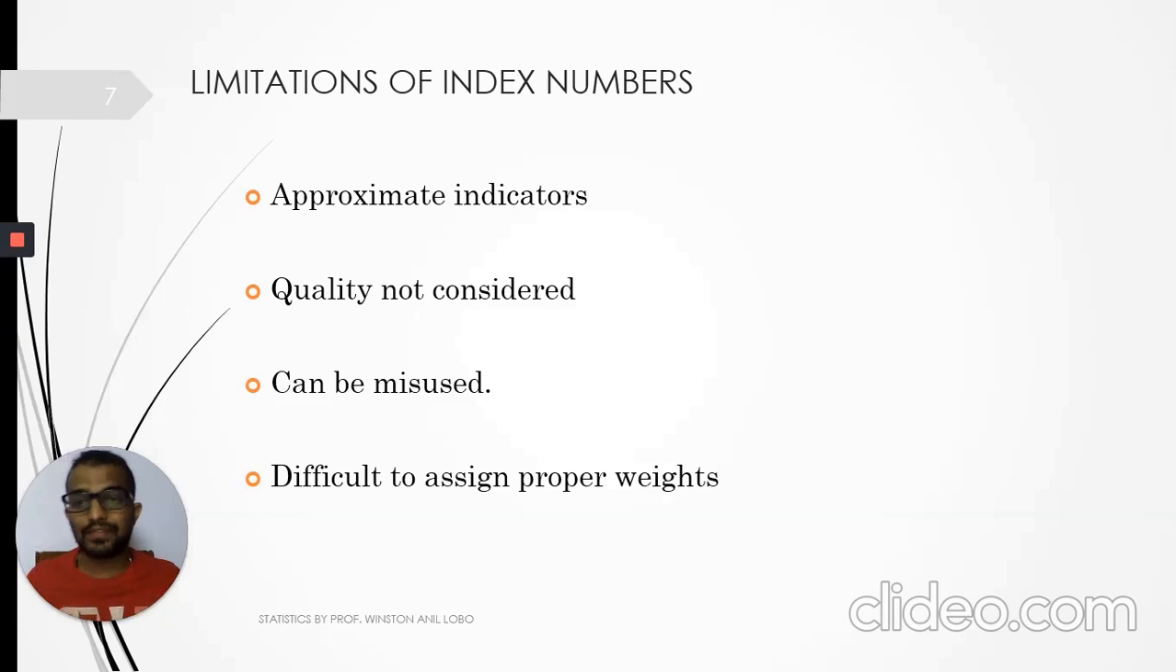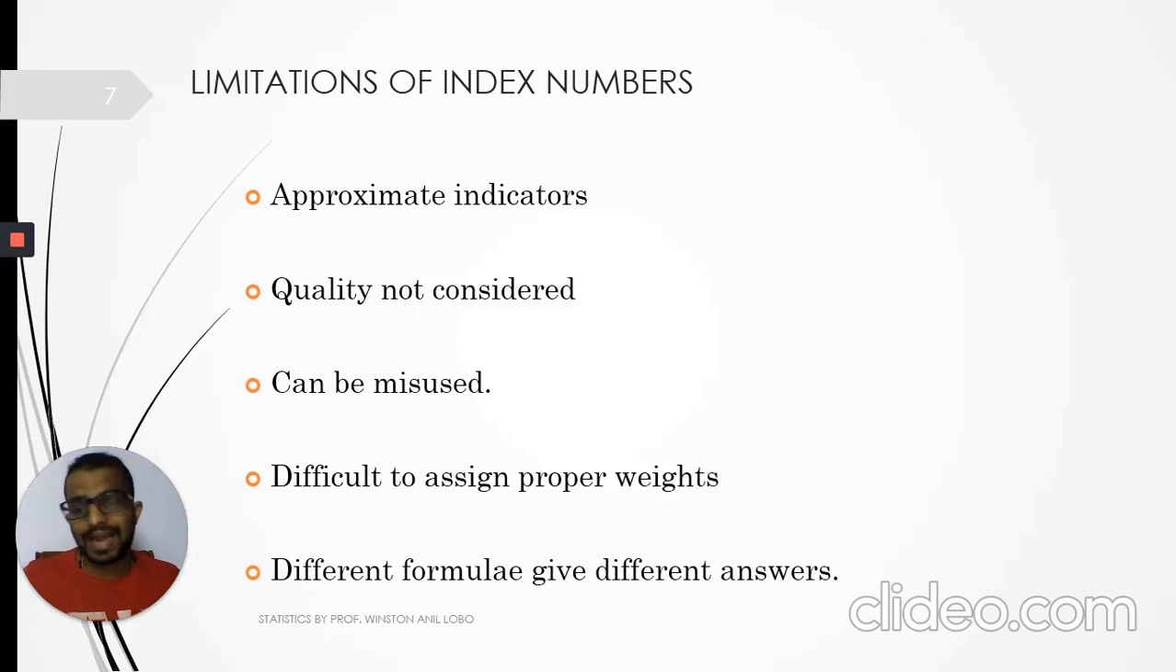Maybe the person in Bangalore has a lot of savings, but the person in Mumbai likes partying, so he spends a lot on partying, whereas this fellow might spend a lot on buying books or reading books. Person A might spend a lot of money on clothes, whereas person B might not spend money on clothes, but might spend money on children's education. So the weights are different for different people. So understand, with index numbers it's difficult to assign proper weights, and different formulas give different answers.